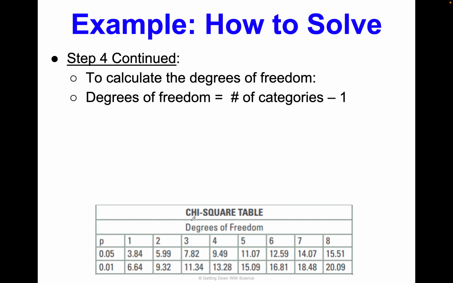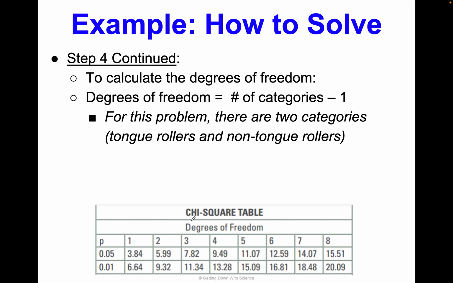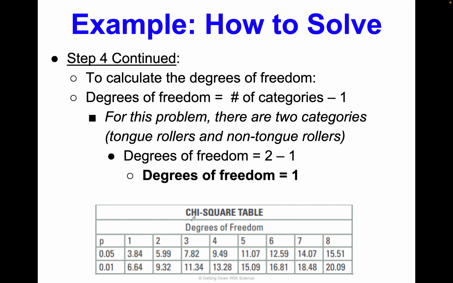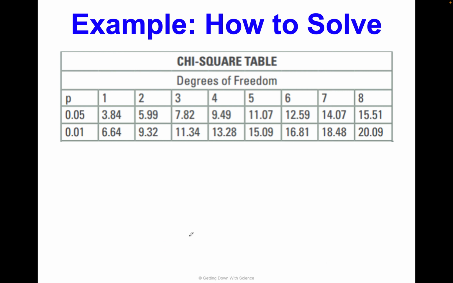It is the number of categories minus 1. So in our example, for this population, there are 2 categories: individuals who can roll their tongue and individuals who cannot. So our degrees of freedom is 2 minus 1. Our degree of freedom is 1. So we are looking at this row right here. That is our 1. If we were trying to compare 4 different categories, people who can roll their tongue, people who can't roll their tongue, people who have attached ears, people who don't have attached ears, our degrees of freedom would be 3. 4 categories minus 1. Boom, right there, 1. That's what we're looking at.